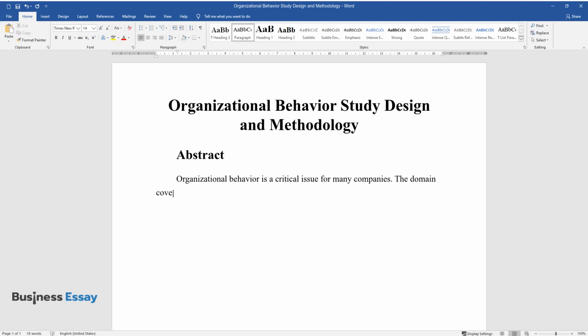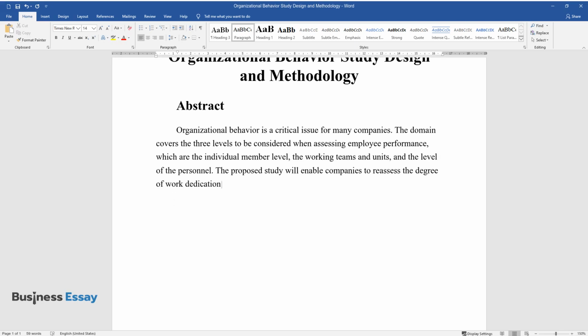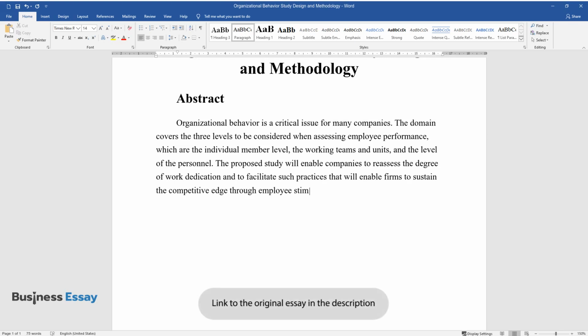The domain covers the three levels to be considered when assessing employee performance, which are the individual member level, the working teams and units, and the level of the personnel. The proposed study will enable companies to reassess the degree of work dedication and to facilitate such practices that will enable firms to sustain the competitive edge through employee stimulation on all three levels.